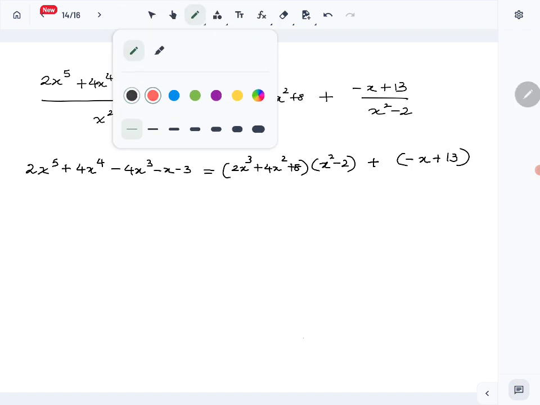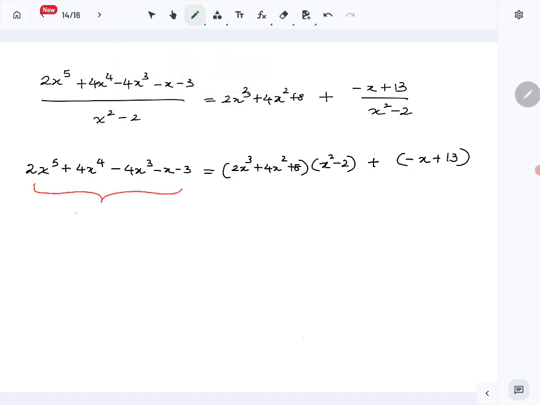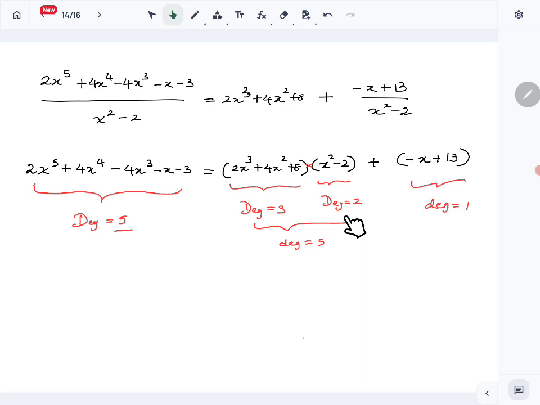And in the second form, notice this. What is this? Dividend. What is the degree of the dividend? 5. And degree of the quotient is what? 3. Degree of the divisor is what? 2. Then what happens? Degree of these two terms multiplied is what? 3 plus 2, 5. So it matches with that. Degree 5. And what is the degree of the remainder? It's 1 less than the degree of the what? Divisor. So that property is very important. So remember that.